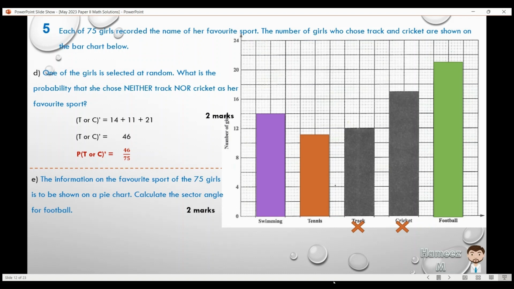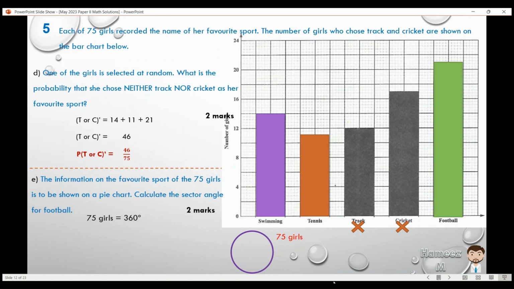Now it's telling us that we don't need to actually draw the pie chart, but we're going to set up one so you can get a grasp of what's happening. So if we start with a pie chart, let's draw a circle here as a little freehand sketch. And what does that entire circle represent? 75 girls. So that means 75 girls is equal to the entire circle, which is 360 degrees.